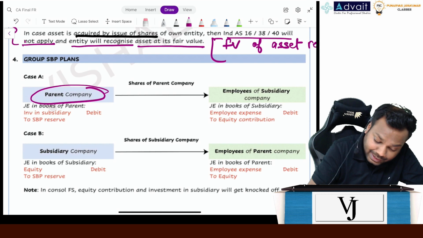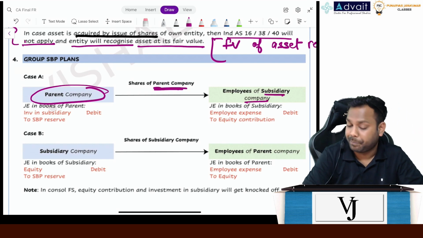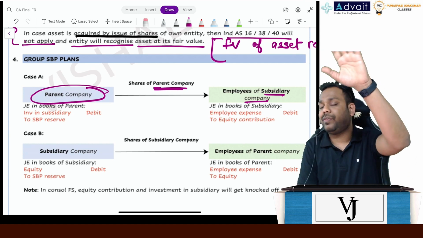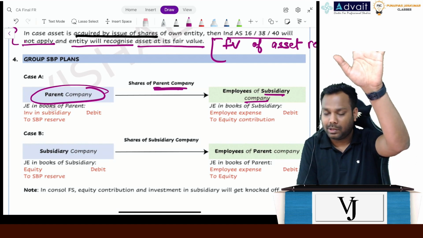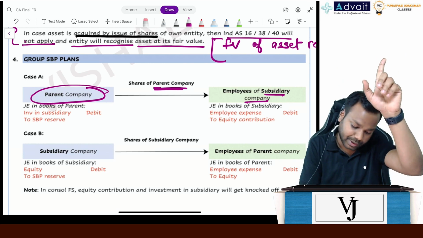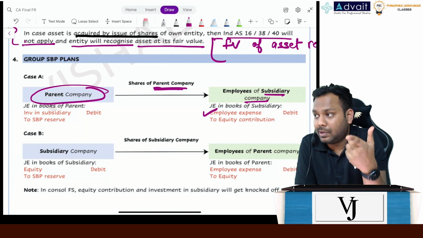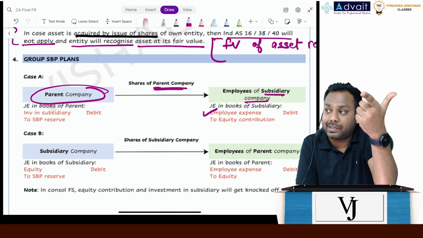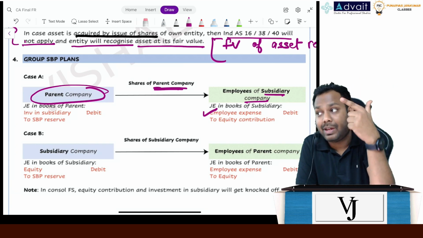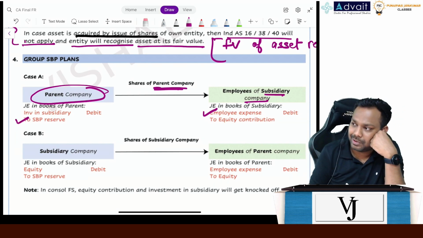Parent company gives the shares of the parent company to the employees of the subsidiary company. Okay, now tell me, who is receiving the services? Subsidiary company. Who will record the expense? Subsidiary company. Okay, very good. Now, who is issuing the shares? Parent company. Who will record the reserve? Parent. So, parent company will record the reserve.